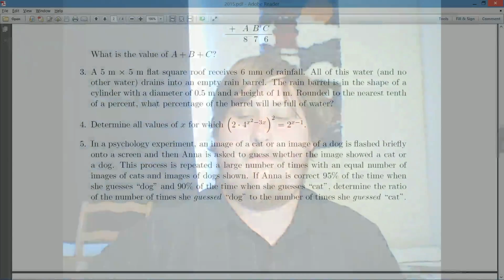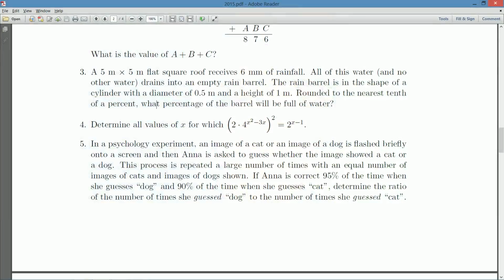Okay, and then from there we can say, well, the volume of the rain over the total volume of the barrel times 100%. That should give us the percent of the barrel being full of water, and we want to round to the nearest tenth. Okay. So we've got ourselves a plan of attack. Let's get to it. Get some calculations.